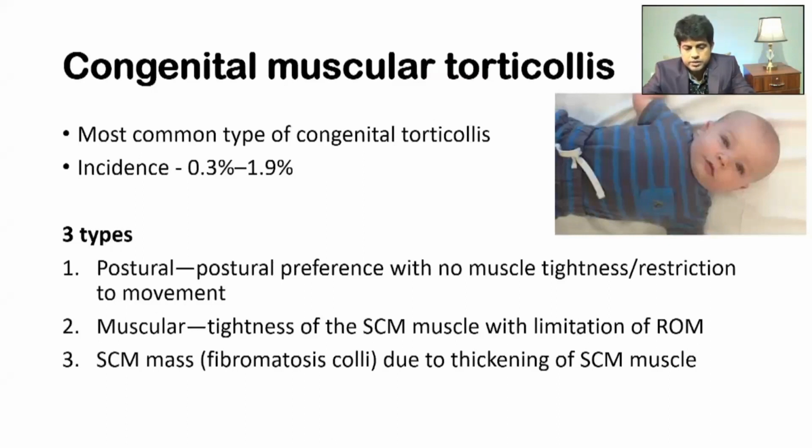Whereas muscular torticollis can occur due to tightness in the sternocleidomastoid muscle, and that can result in limitation of the range of movements of the neck. In the third form, there can be a mass in the sternocleidomastoid, and that can lead to thickening of the muscle. So here what you have to understand is sometimes there can be sternocleidomastoid shortening, sometimes there can be a sternocleidomastoid mass, and sometimes neither is there, and still the child can have congenital muscular torticollis due to the postural type.